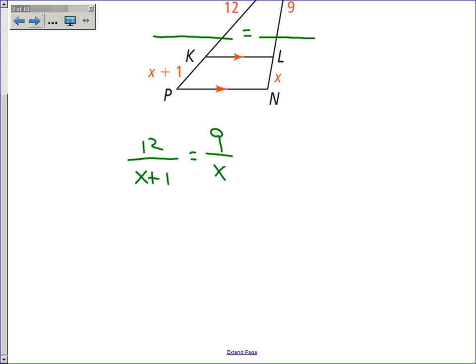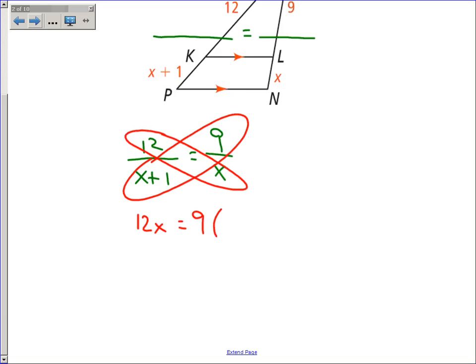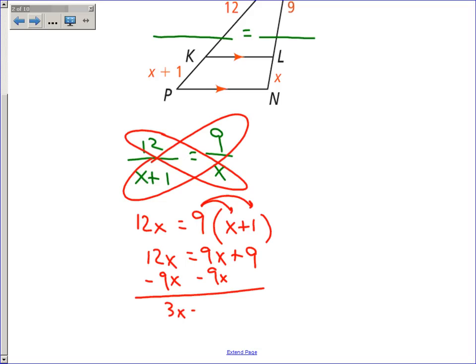But we'll solve it anyway. I will solve it by cross multiplying. 12 times x is 12x, and 9 times x plus 1 is 9 times x plus 1. I distribute the 9 because I'm multiplying 9 times x and 1. So 12x is equal to 9x plus 9. I will solve this by subtracting 9x from both sides to get my x's together. 3x is equal to 9. Divide both sides by 3, and x is equal to 3. So it's not too challenging.